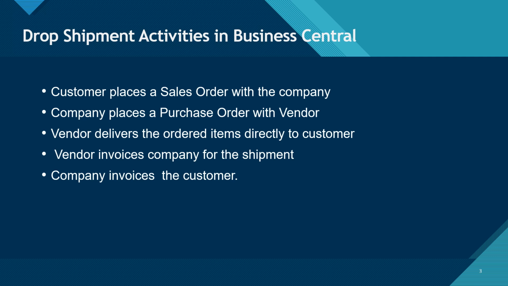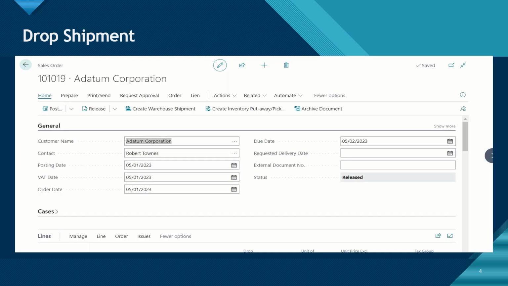Now understand what are the activities which need to be created in Business Central. First, we need to create the sales order in our company. Then the company will have to issue a purchase order to the vendor. The vendor will send the item directly to the customer. After that, the vendor invoices the company for the shipment, and then the company will raise the invoice to the customer. So now friends, let's see how to create the sales orders with the customers along with the drop shipment.